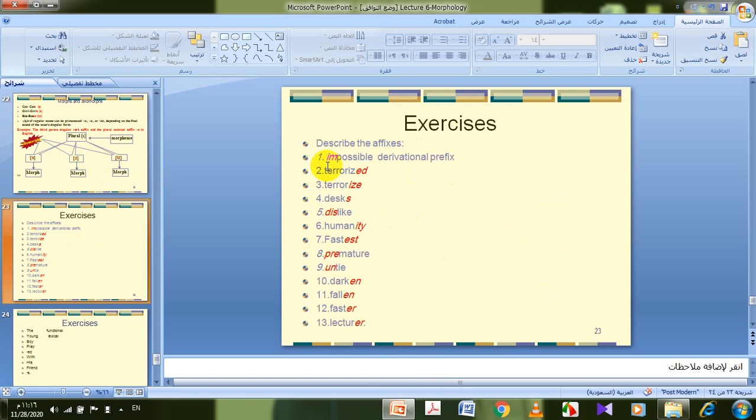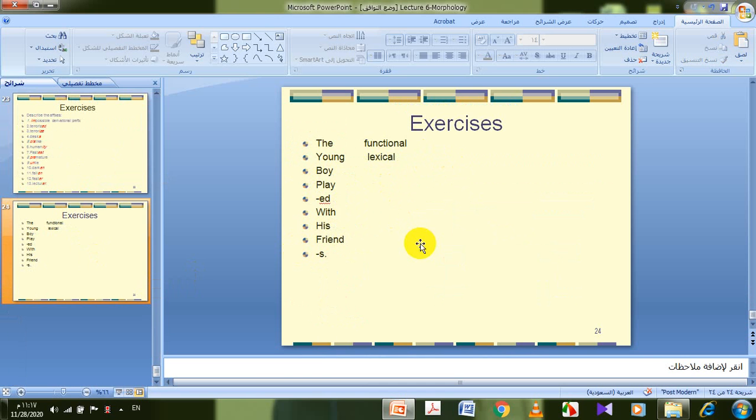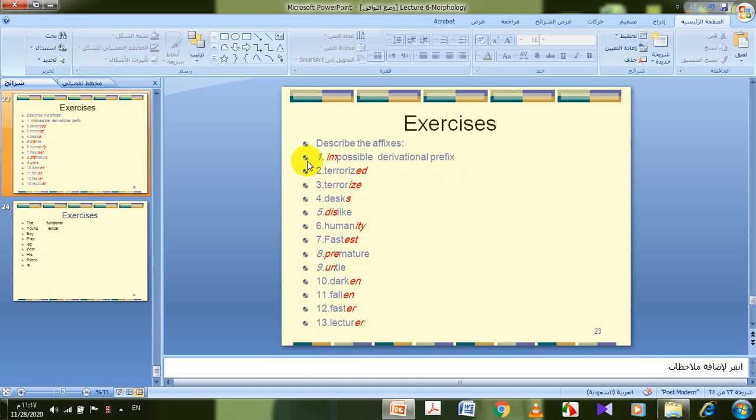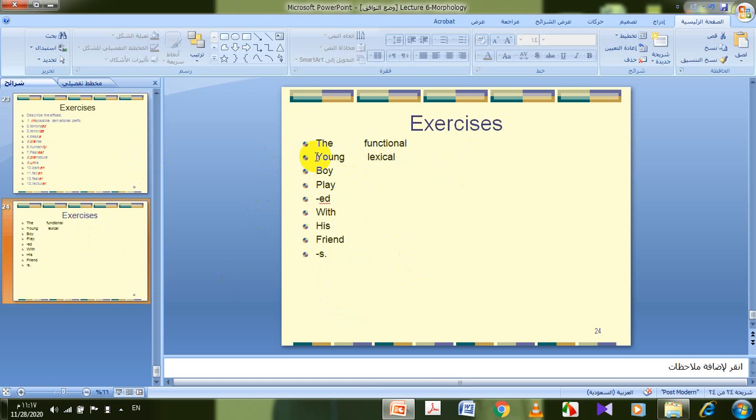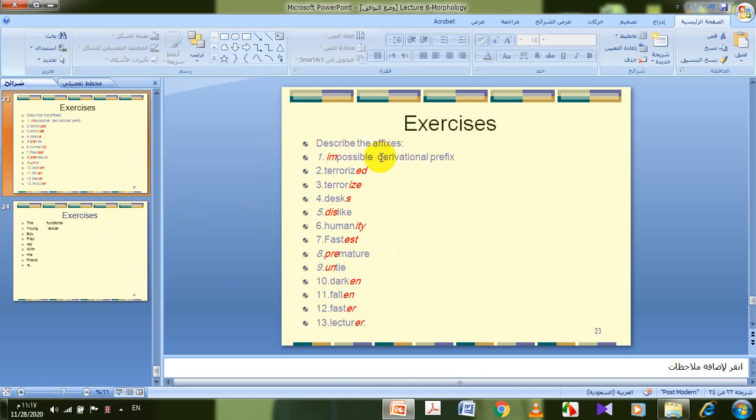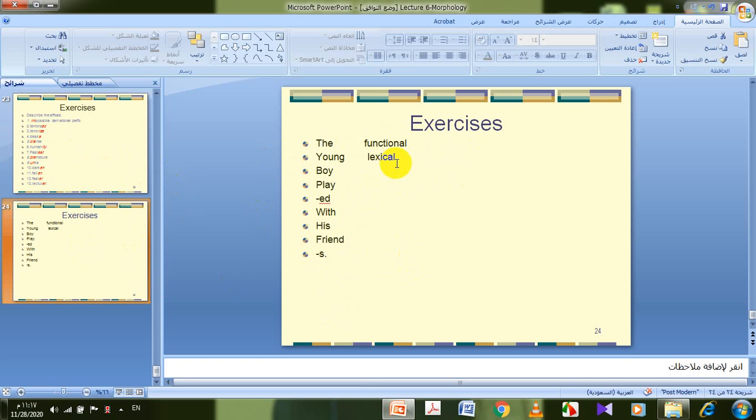Here we have exercises. Describe the affix impossible, for example, impossible, derivational prefix. Terrorized, terrorize, discs, plural. These are important exercises to be done on your part. And the last one, for example, young: functional or lexical, derivational and inflectional. It's very easy.